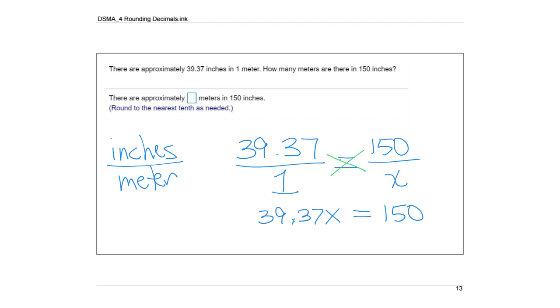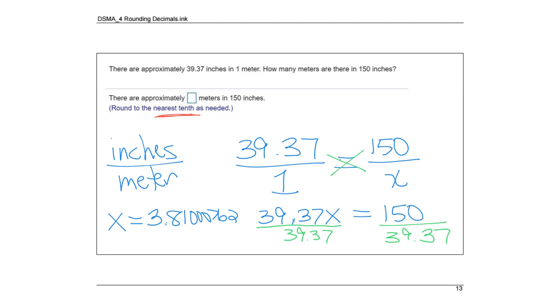Okay, but I'm looking for x. So what I'm going to do is divide both sides by 39.37 because I want just x. Let me pop that in the calculator real quick. Okay, that gives me 3.810000762. Ooh, lots going on there. But I want to round to the nearest tenth. So I want to round to this first decimal place. The number after is a 1. Therefore, I'm going to round to 3.8, or 3 and 8 tenths.